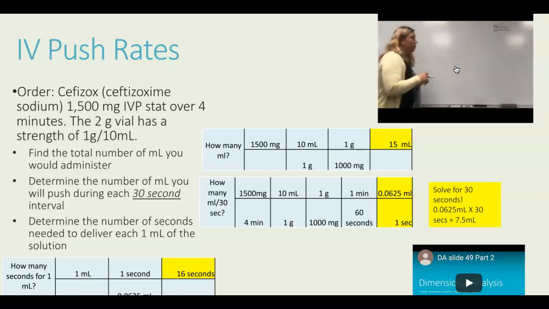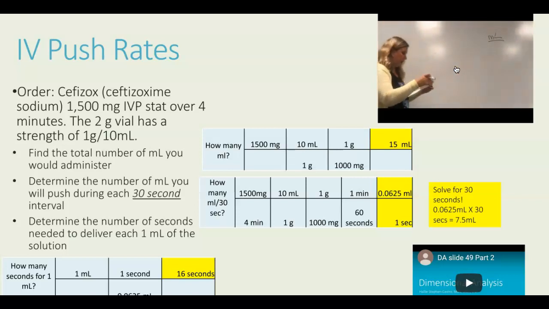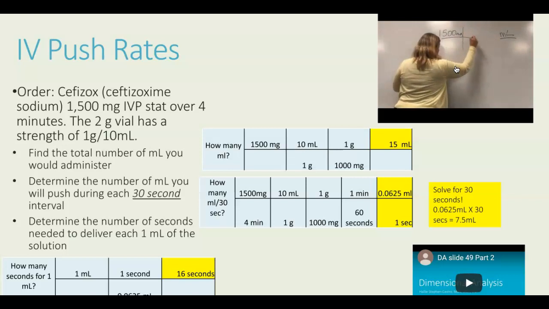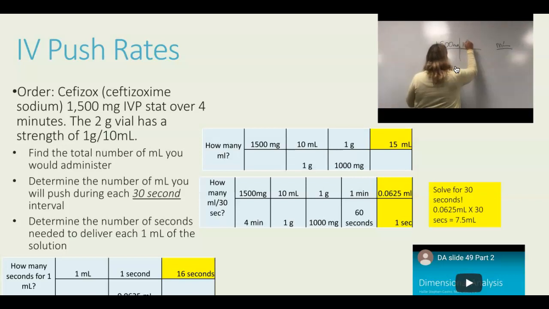So I need to build my problem that's going to give me milliliters all by itself. It says we're going to give 1,500 milligrams over 4 minutes. So we're giving 1,500 milligrams. That's how much the dosage is. How much volume is that in 1,500 milligrams? So what, again, is our concentration? 2-gram vial, but it's 1 gram per 10 mils. And that's the information you need. So 10 mils, because remember, I want mils on top. And it's going to be 1 gram.